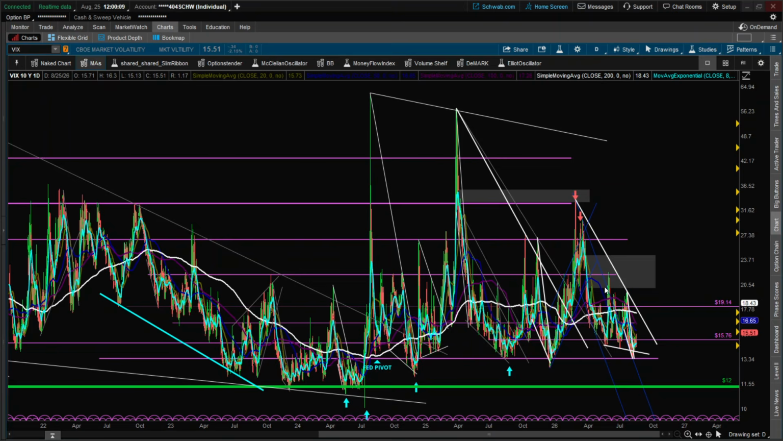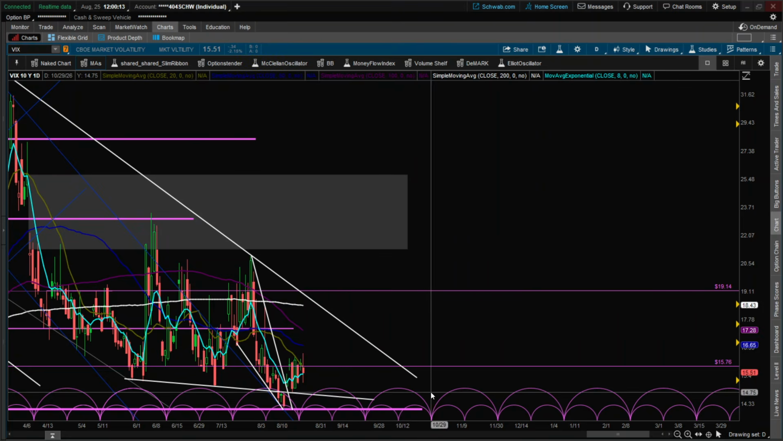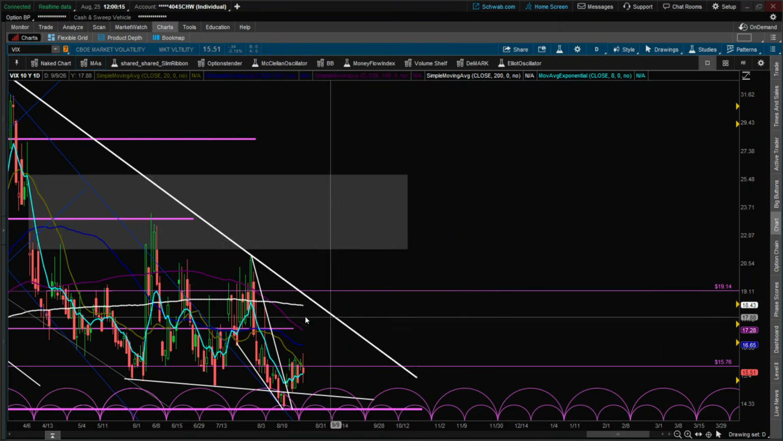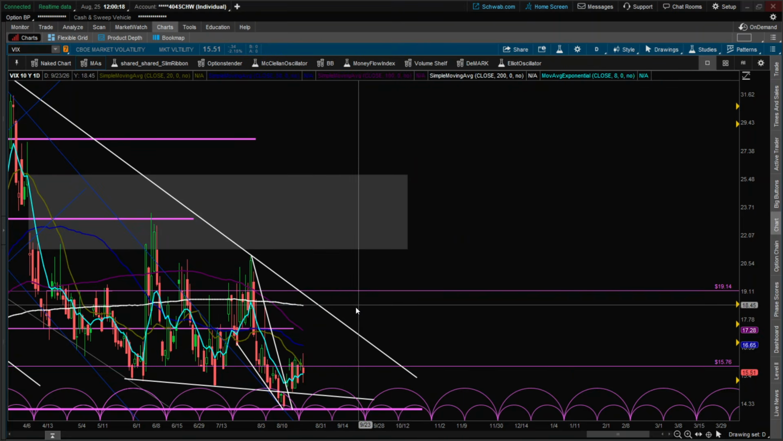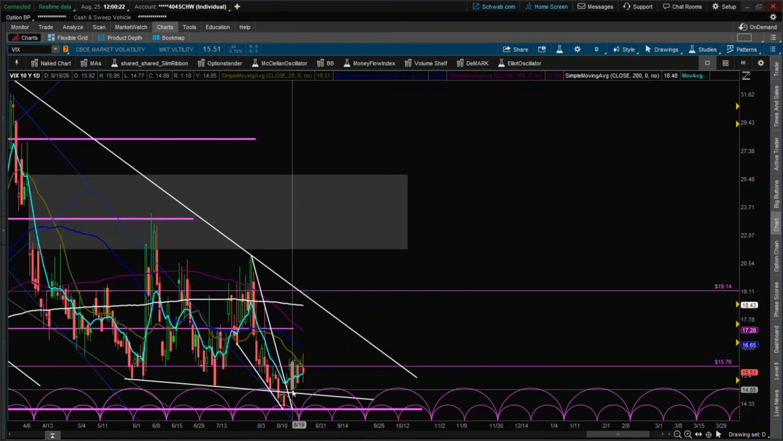We'll keep the moving averages on. And you see we have this nice large wedge. It's a bullish falling wedge. I do think that we'll have a bullish move in the VIX. Are we there yet? We're kind of consolidating in this daily cycle low window. The window opened up yesterday.